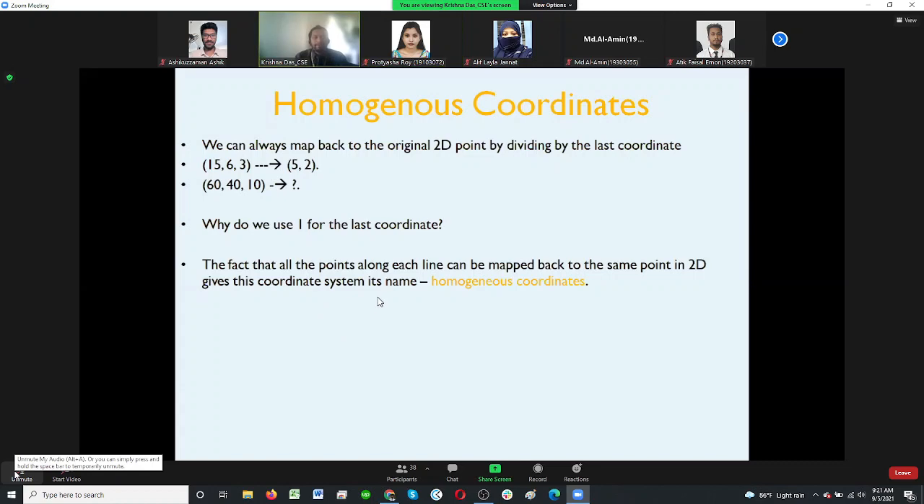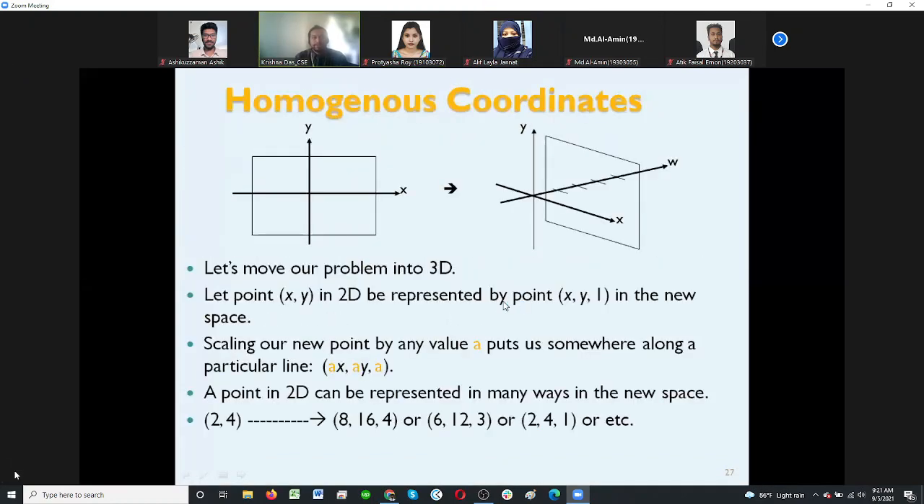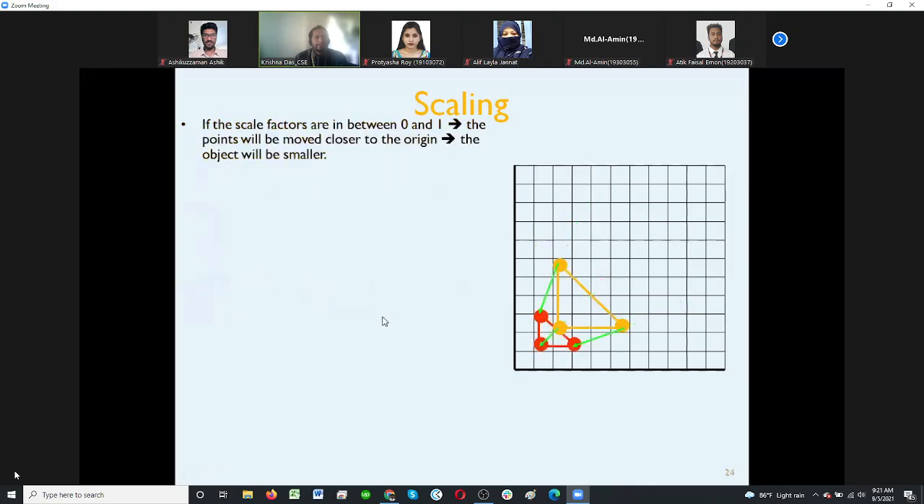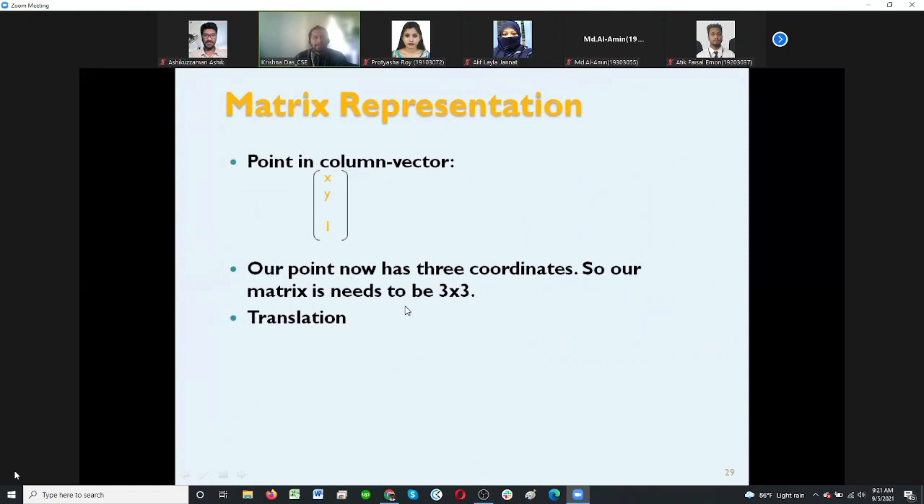Now that is actually the homogeneous coordinate. Now we take our matrix. So for 2 dimensions we have considered the column vector. Now we will go for 3 dimensions, with all the transformation functions that we have discussed.